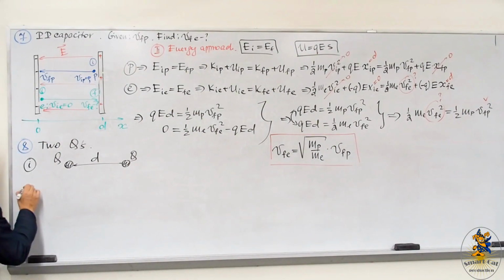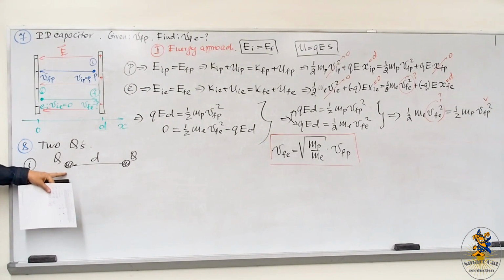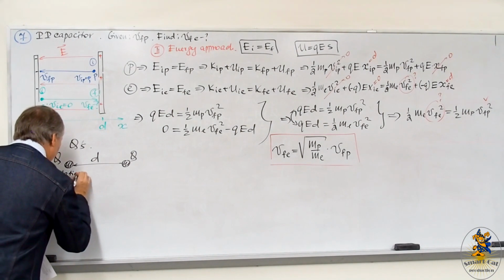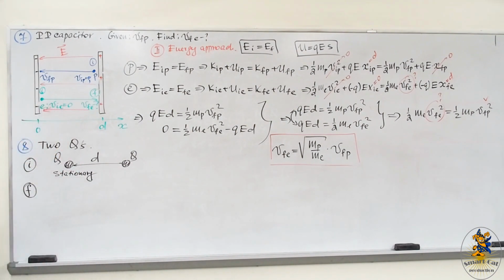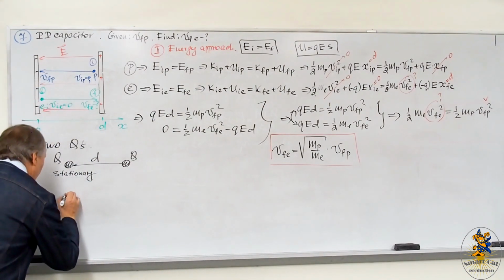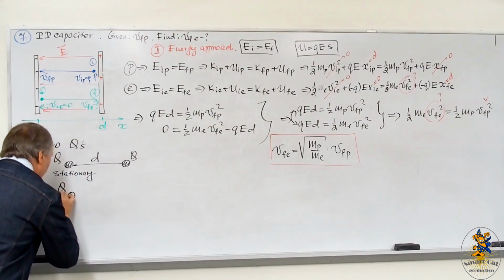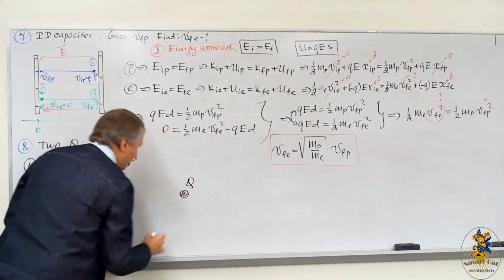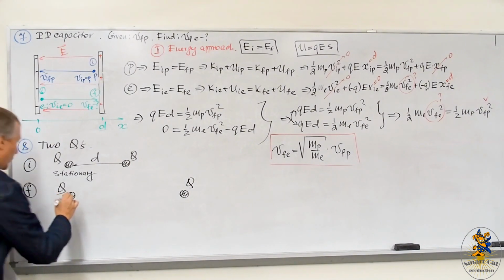Then the final situation. Let's assume this charge is stationary. The second charge is of course going to be repelled because they are equal. So this charge is going to fly away. This is still Q, and this will be over here, and the distance between them is 4D.